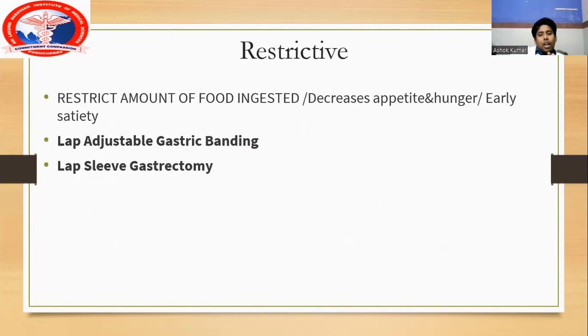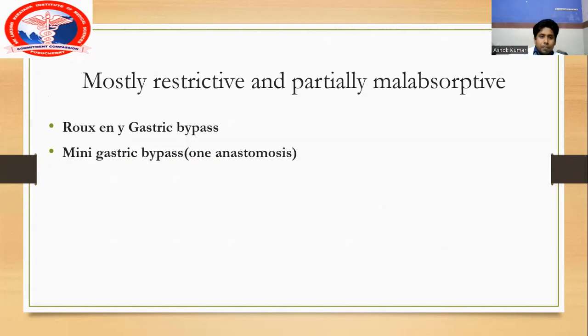So in case of restrictive surgery, the basic principle is you are restricting the amount of food taken by the patient so that it decreases the appetite and hunger, and the patient will attain early satiety. So the procedures are laparoscopic adjustable gastric banding and laparoscopic sleeve gastrectomy. The second category, mostly they are restrictive, but certain amount of malabsorption also will be there. Those procedures are Roux-en-Y gastric bypass, mini gastric bypass with 1 anastomosis, because Roux-en-Y gastric bypass has 2 anastomosis. To overcome that, mini gastric bypass has only 1 anastomosis.